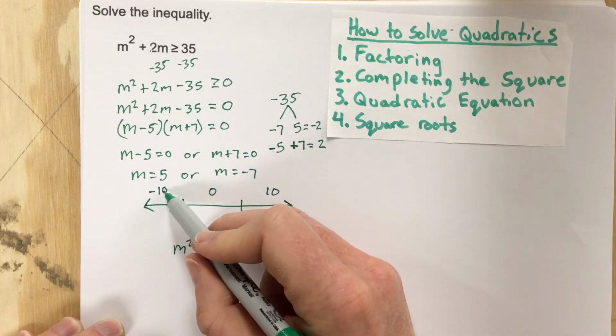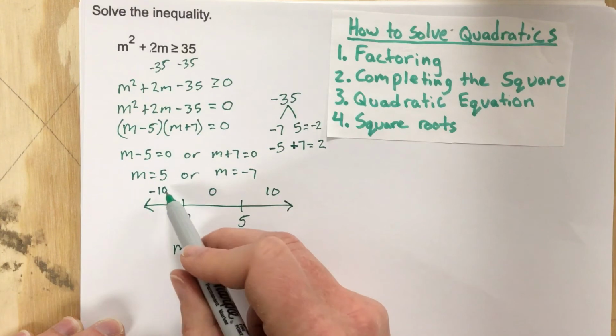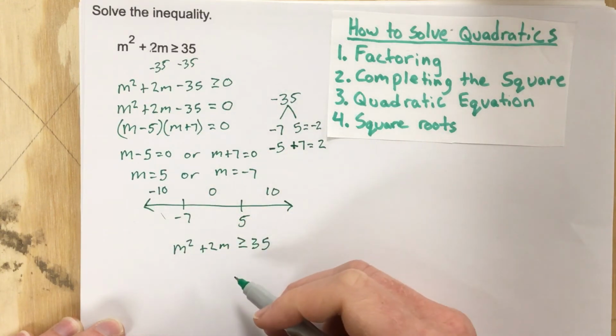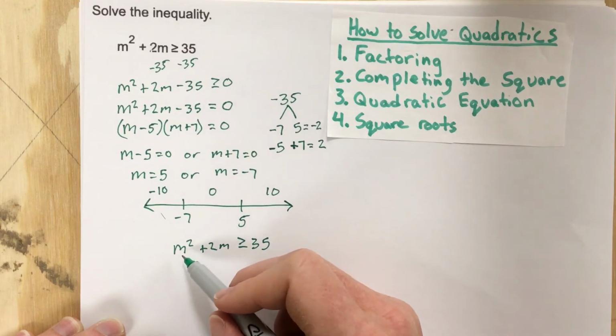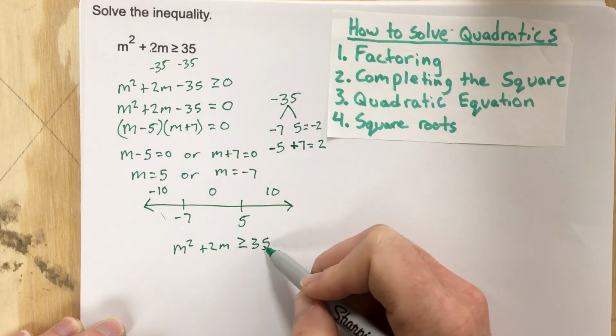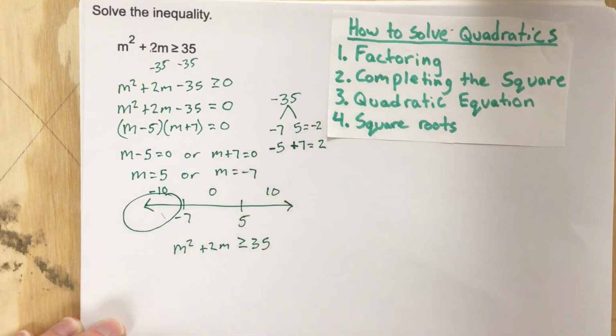If I plug negative 10 into the function, does it make sense? If it makes sense, then these are solutions. If it doesn't make sense, these would not be solutions. So we're going to start by plugging negative 10 in. Negative 10 squared is going to be 100. Minus 20, so 100 minus 20 is 80. Is that bigger than 35? Yes. These are solutions here.